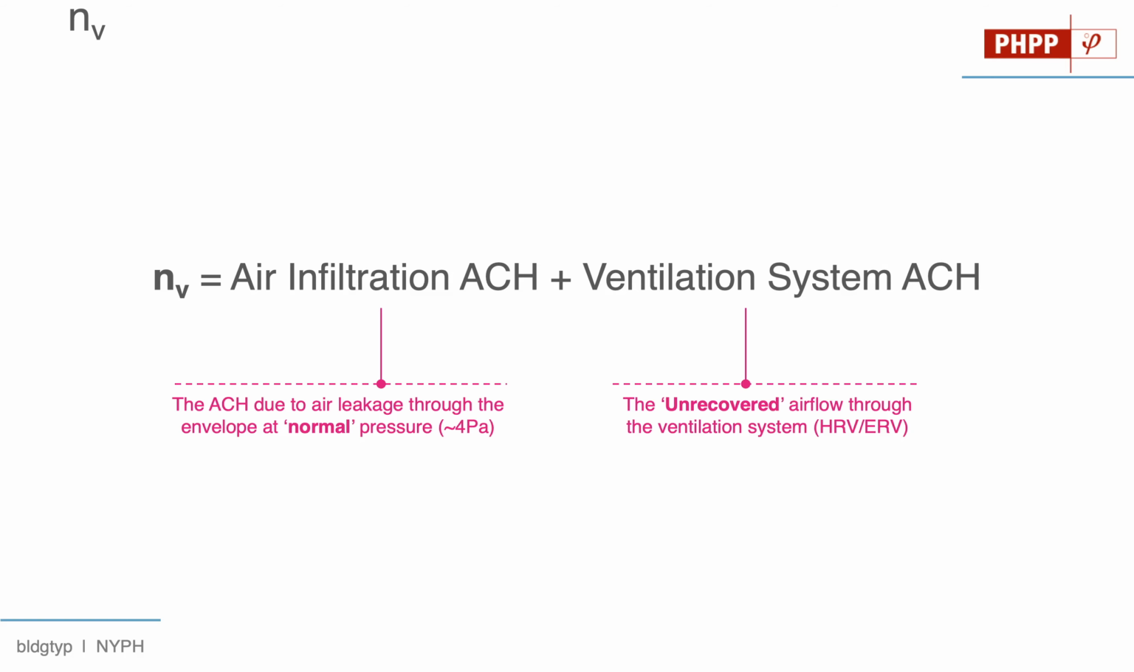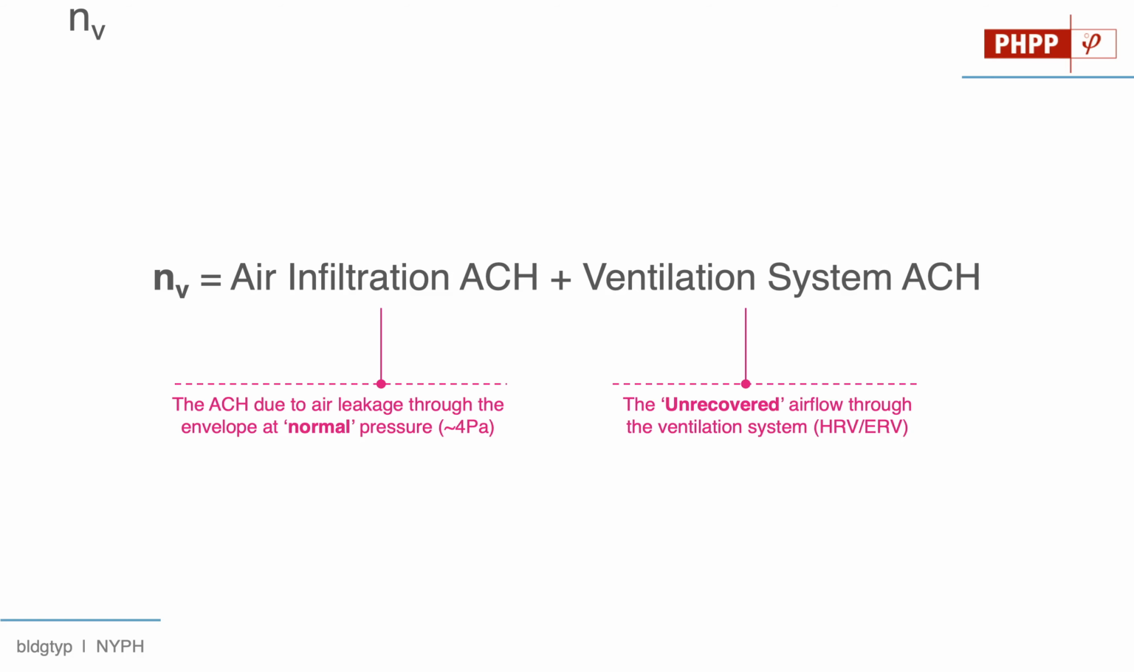So we have two different air exchanges to concern ourselves with. First of all, we have the air infiltration, ACH, the air that leaks through the envelope of the building. And we have some air coming in and out through our ventilation system. We're interested in both of those, and we're going to sum those up in order to yield our n sub V, our energetically effective air change rate.